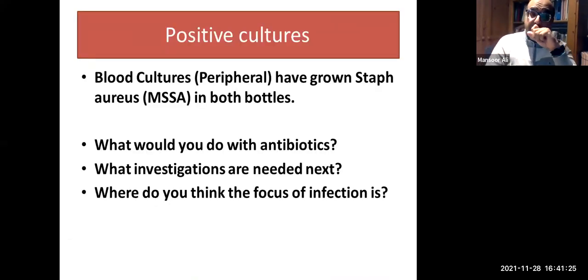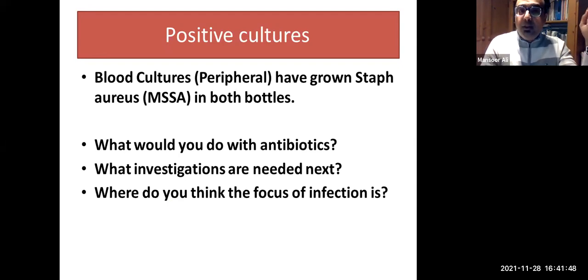Positive cultures were then shown. The microbiology call was on the weekend consultant calls, where I got to know that the blood cultures were positive. She had a Staph aureus in both bottles, and that was from peripheral. The question to the audience is, what would you do now with antibiotics? She's on clarithromycin and amoxicillin. Don't forget, she's also had some episodes of infection in the community.